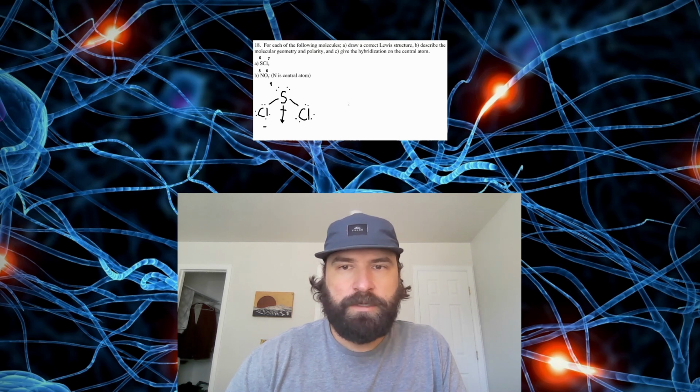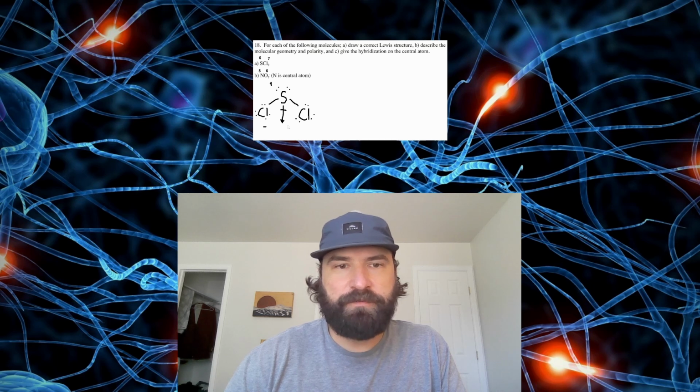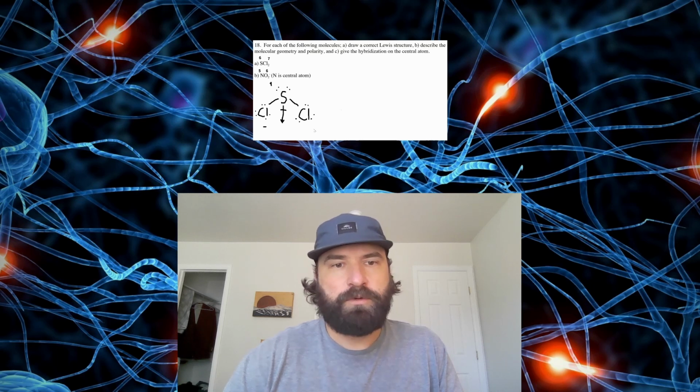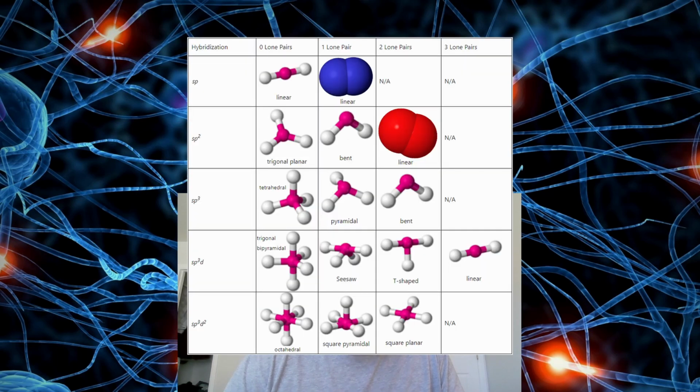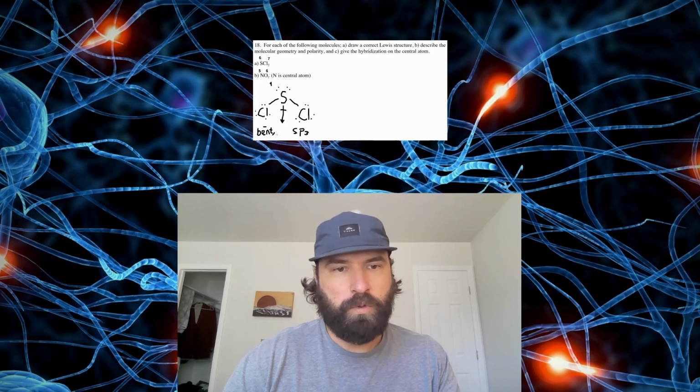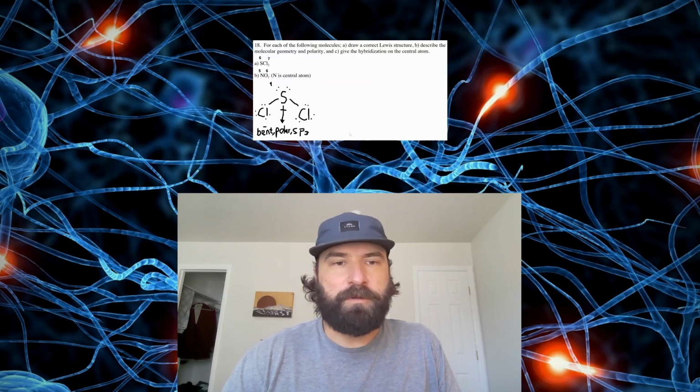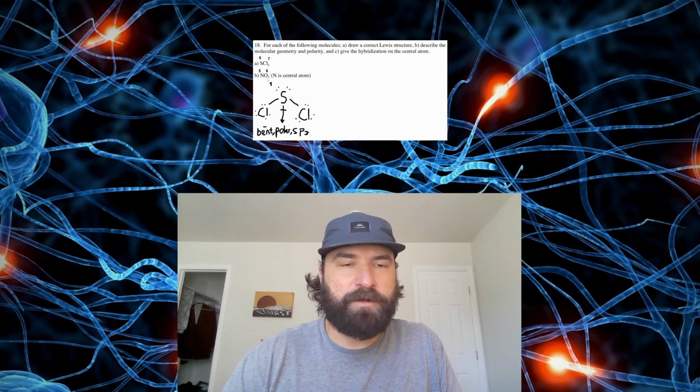And then finally, the hybridization of this bent molecule with 2 lone pairs, which we can grab from our hybridization chart, is sp3. So in summary, this thing is bent, polar, and sp3. Next, let's address our NO2.